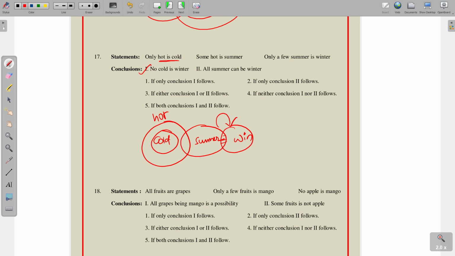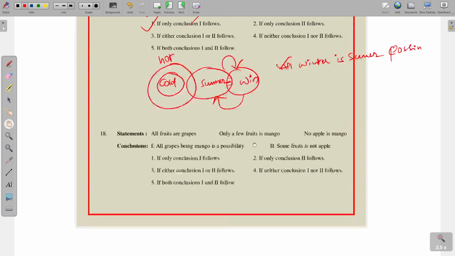All summer can be winter. This does not follow. Why? Because only a few summer is winter, so the possibility of all summer being winter definitely does not follow. But all winter being summer is a possibility, so this conclusion definitely follows. All winter has a chance of coming into summer, but all summer going into winter is not possible. So the second one is not correct. Only conclusion 1 follows. Next, 18th one.